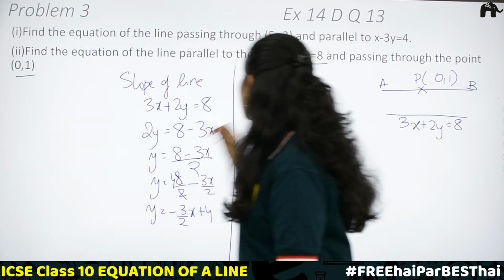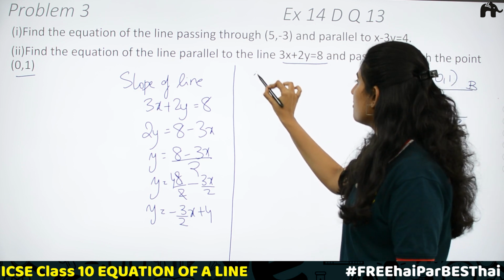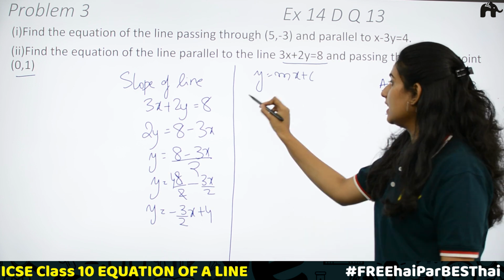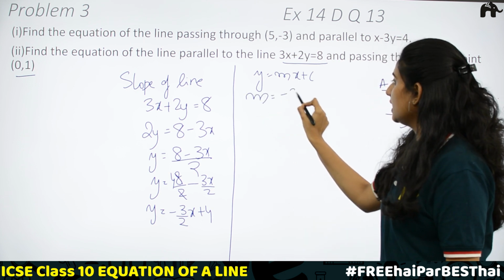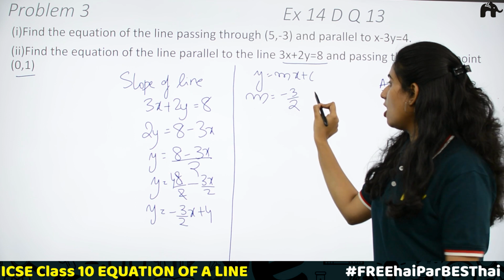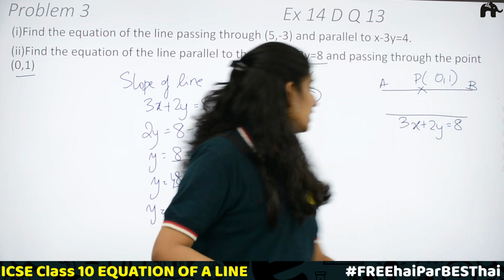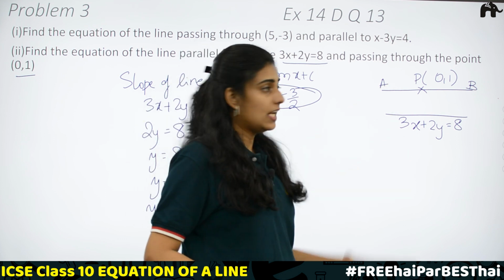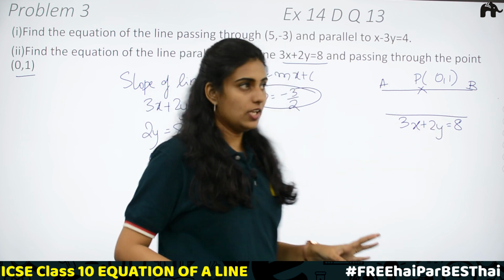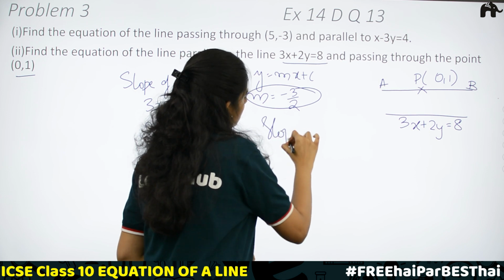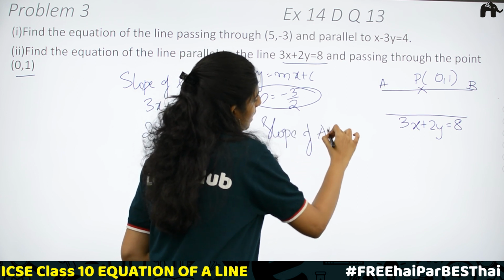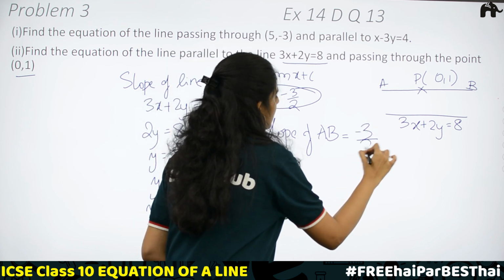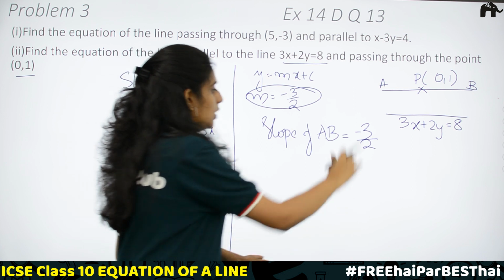Comparing it with slope-intercept form, y is equal to mx plus c, what is the value of m? Here slope m is equal to minus 3 by 2. We got the slope of the line 3x plus 2y is equal to 8. We know AB is parallel to the line 3x plus 2y is equal to 8. Therefore, slope of AB is also equal to minus 3 divided by 2. Slope of AB is equal to minus 3 by 2.